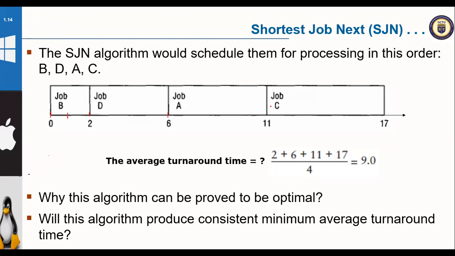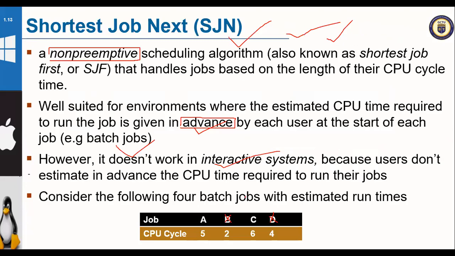You're welcome. All right, so at time 11, C is the only job that is now in the system, and it has 6 CPU cycles.